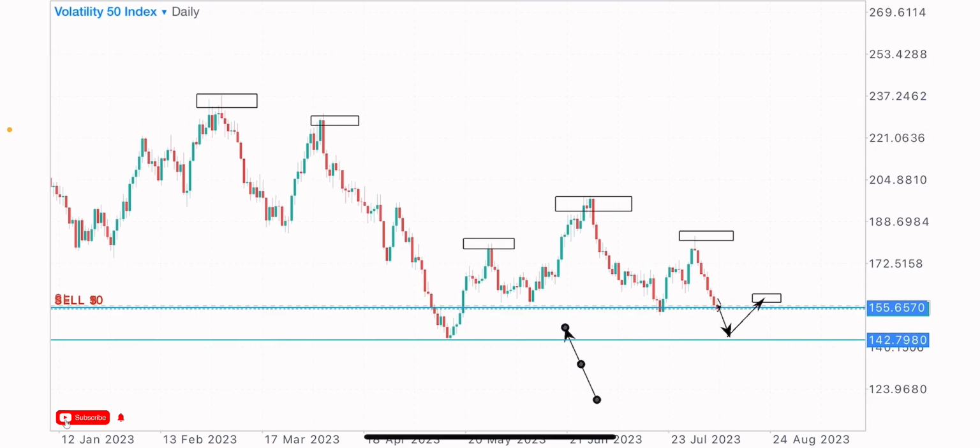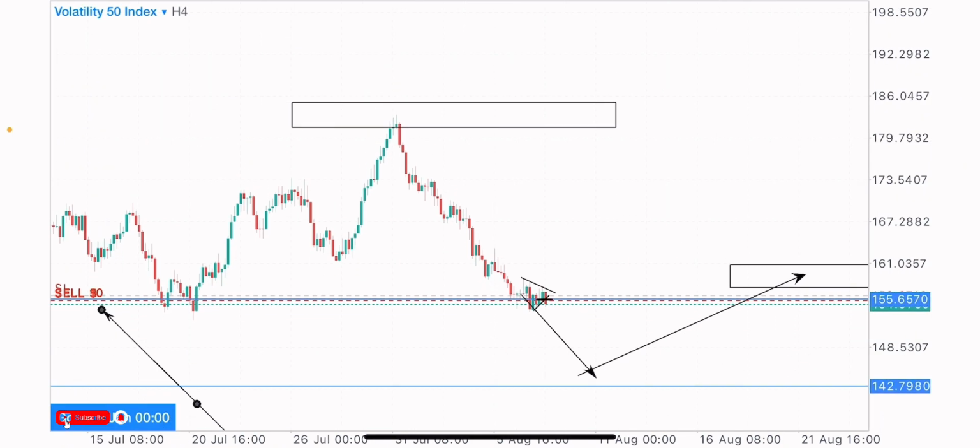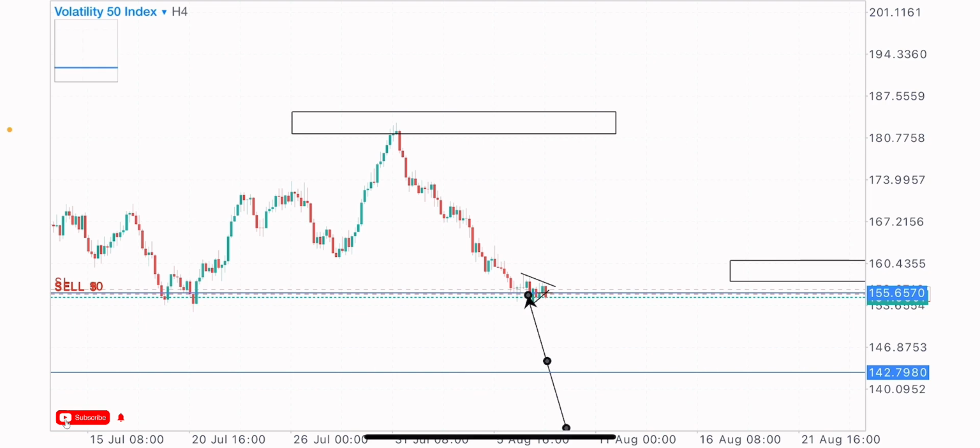Market structure looking bearish, so I used this market information to look out for trade opportunities on the lower time frame. So I went to the 4-hour time frame basically and saw that the market has been consolidating at this point for some time. There's not much bullish presence at this point. There's not much bullish pressure at this zone.